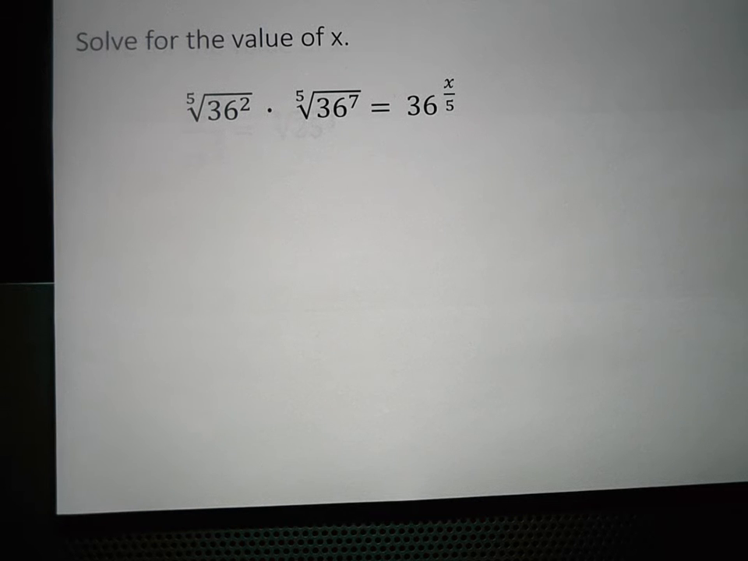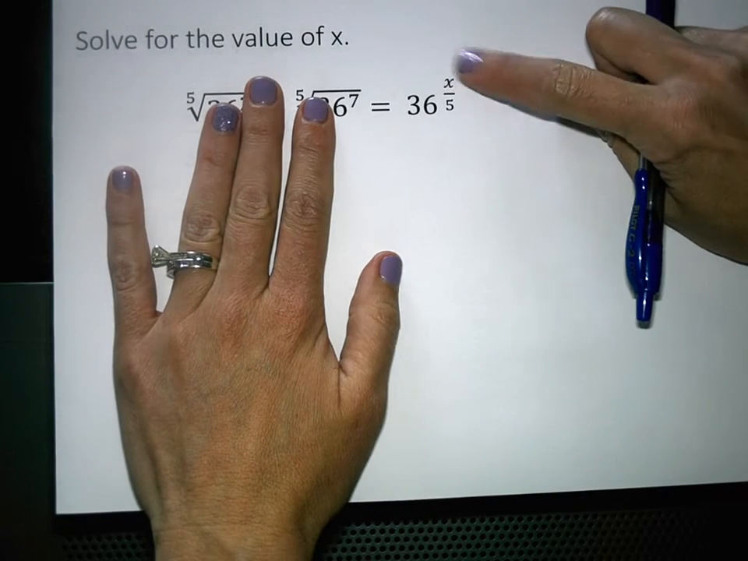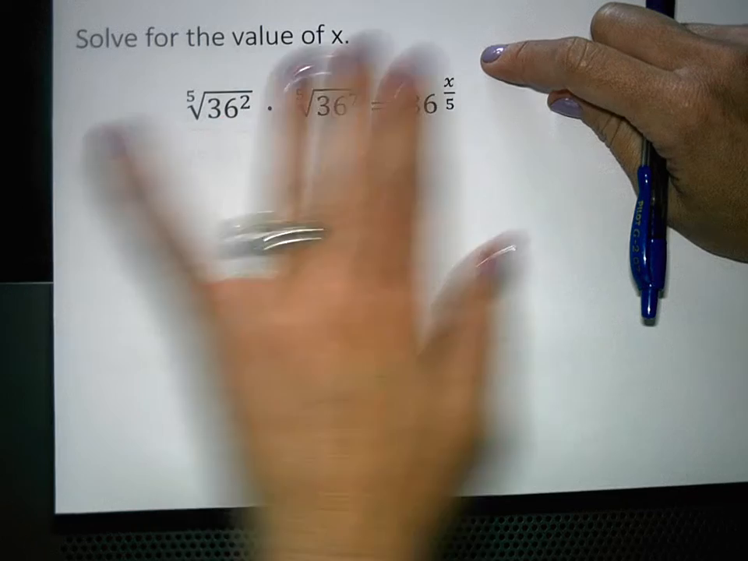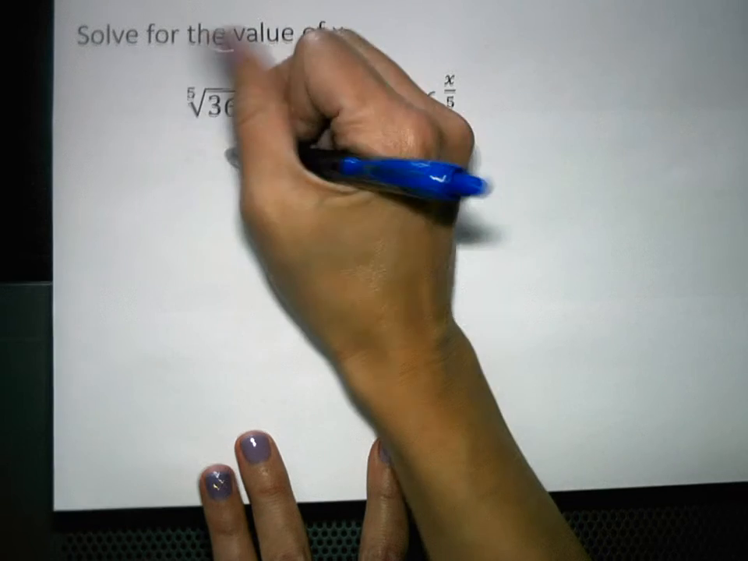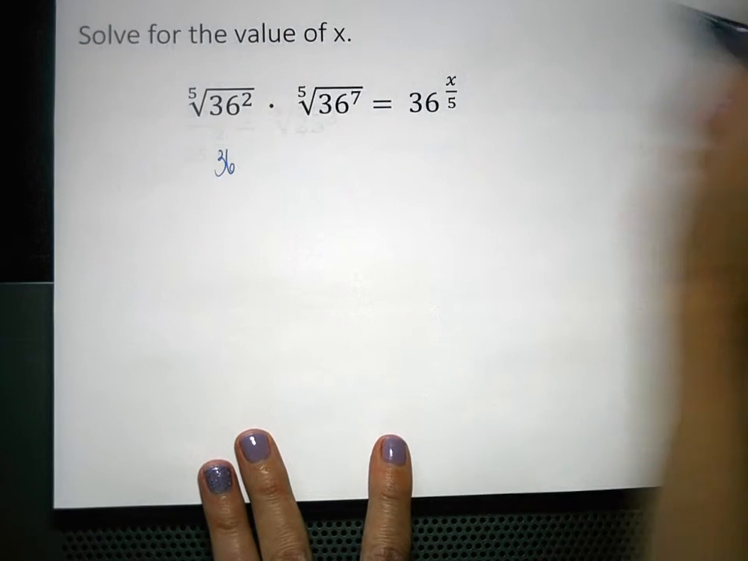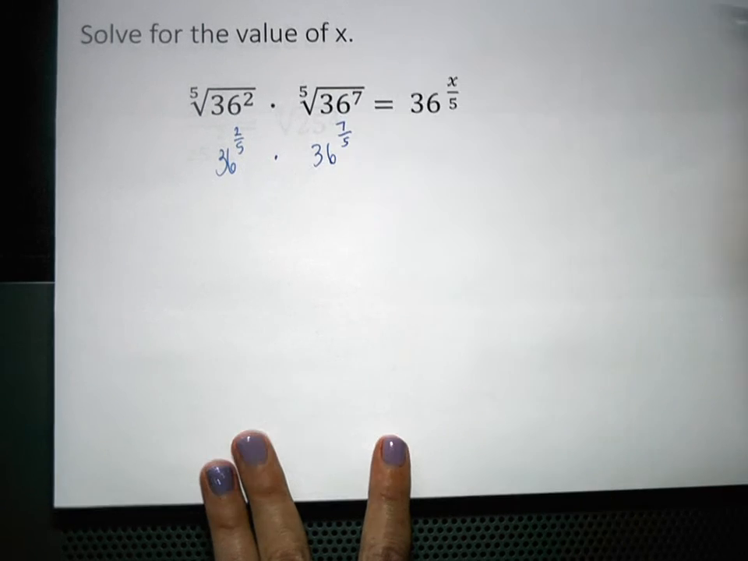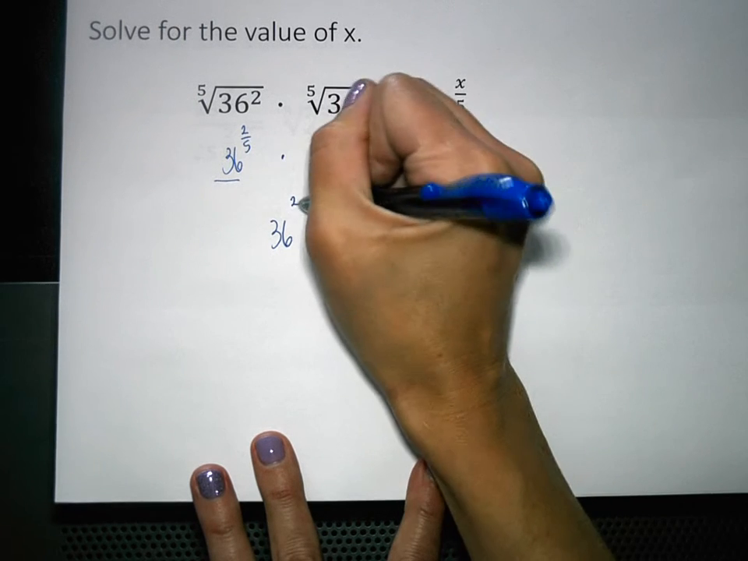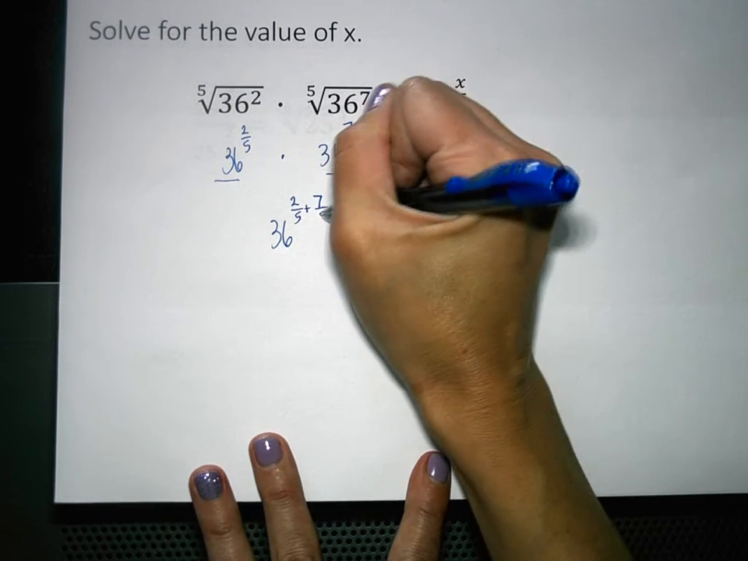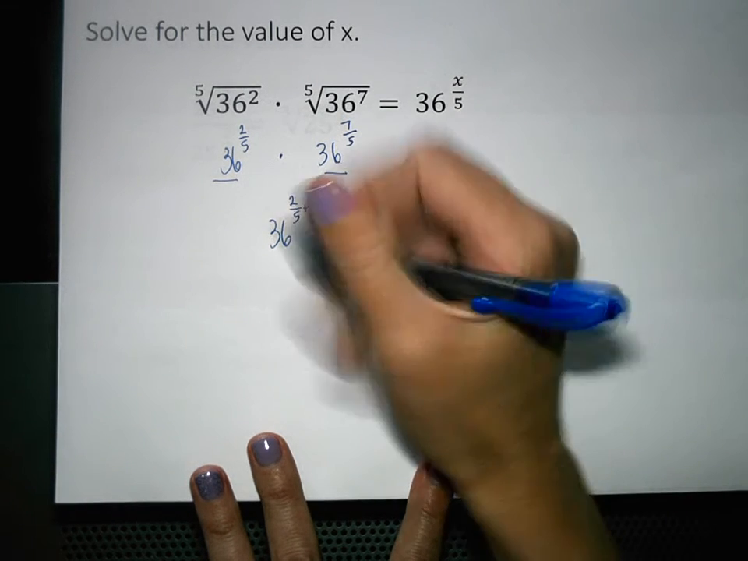Here we need to solve for the value of x. If you notice, you have an equation, and so we need to simplify this side in order to match it up to figure out what the x is. So we want this side to end up looking like this side. In order to do that, we want to change these to exponential form. So to change this to exponential form, we have 36 to the 2/5 times 36 to the 7/5. Since these have our like bases, we can add the exponents. So we have 36 to the 2/5 plus 7/5. These already have like fractions, common denominators, so we can add 2 plus 7, which makes 9/5.